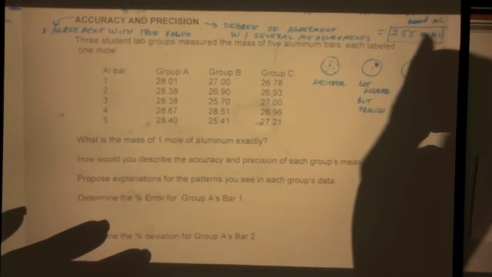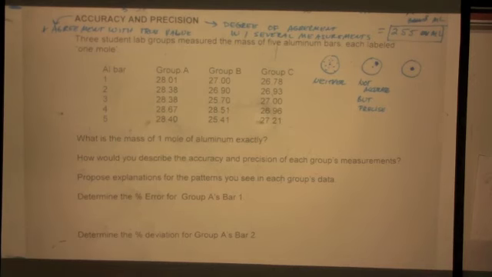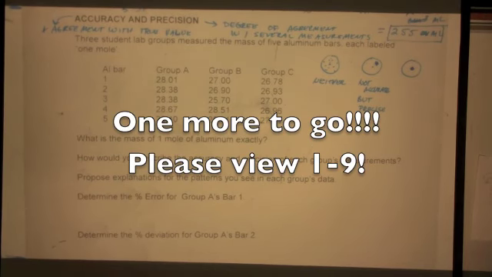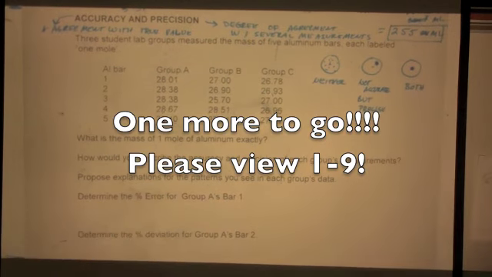Now, if I throw them and they land over and over again on the bullseye multiple times, it's both accurate and precise.